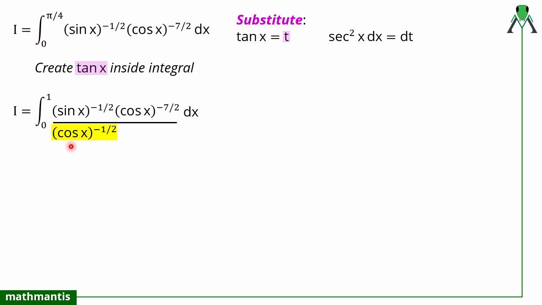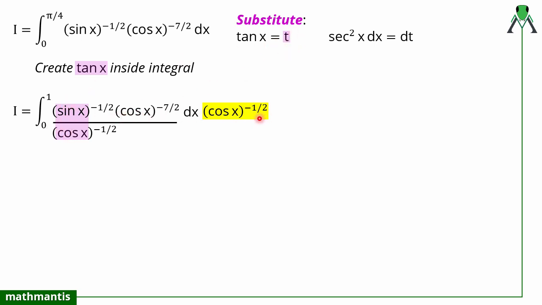Now, as I have told you, we have to create tan x inside this integration. So here I have created tan x. Now, if I have divided this expression by cos x raised to power minus half, I will have to multiply by this, so the value of integration doesn't change. By doing this, it will generate tan x inside the integration. Now here I can put t easily.